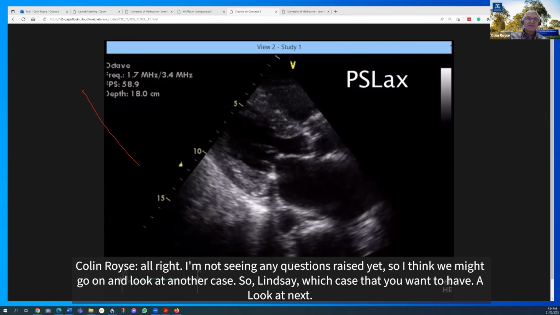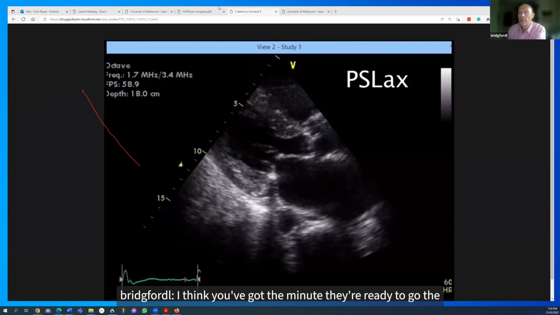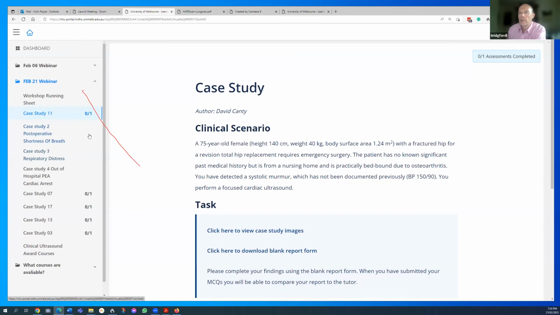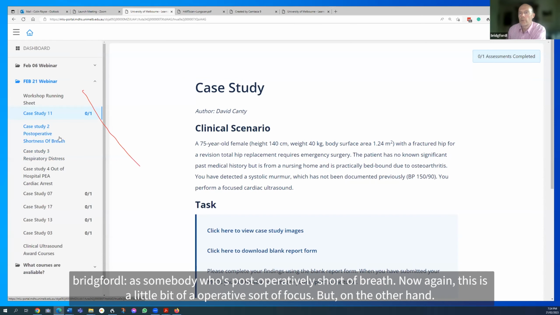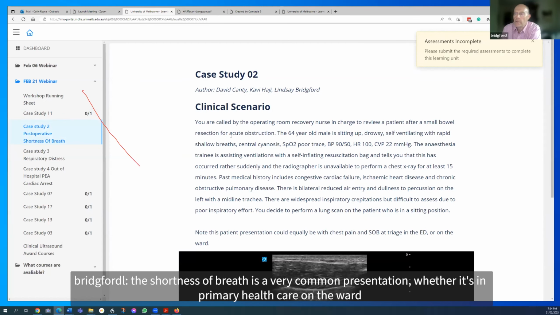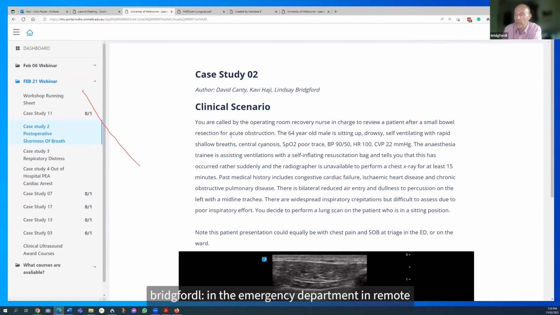So Lindsay, which case did you want to have a look at next? I think you've got them there ready to go. There's somebody who's post-operatively short of breath. Now, again, this is a little bit of an operative sort of focus, but on the other hand, the shortness of breath is a very common presentation, whether it's in primary healthcare, on the ward, in the emergency department, in remote healthcare settings.